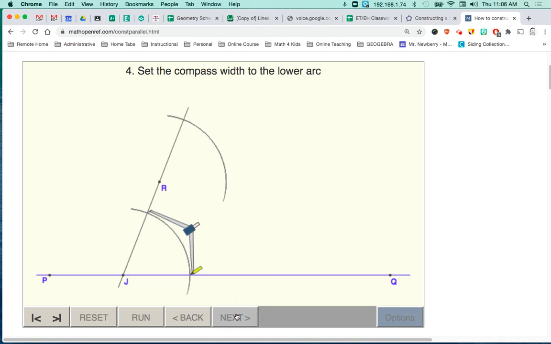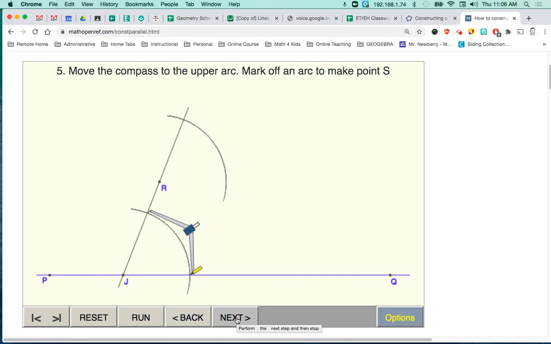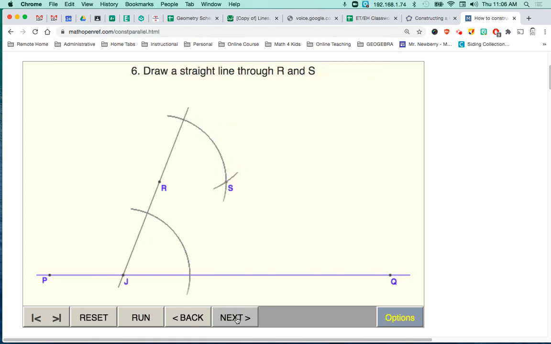Set the compass with the lower width to the lower arc. So we've got the lower arc here. We're going to move it up and draw that intersection of arcs, making that point S. Draw a straight line through R and S. And we have line RS that is parallel to PQ.